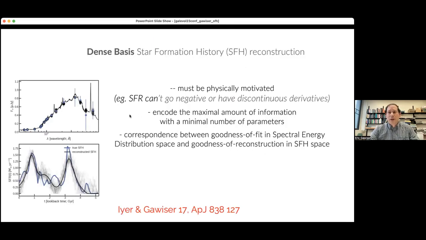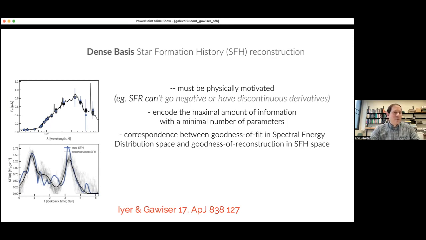So let me tell you a little bit more about how dense basis works. We want our star formation history to be physically motivated. That is, it shouldn't go negative or have discontinuous derivatives, which happens if you put things into bins. We want to encode the maximum amount of information with a minimal number of parameters. We want to see a correspondence between the goodness of fit in the spectral energy distribution space we actually observe, and then a goodness of reconstruction in the star formation history space. We validated that carefully through simulations to make sure that a good chi-squared here implies that you've done a good job here. The example shown here looks pretty good.